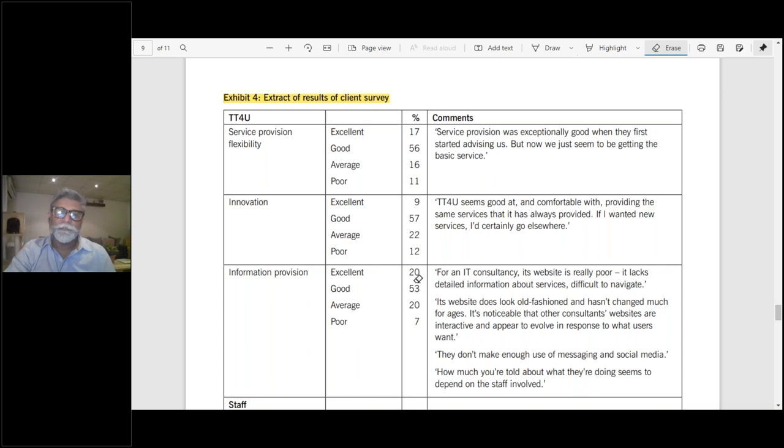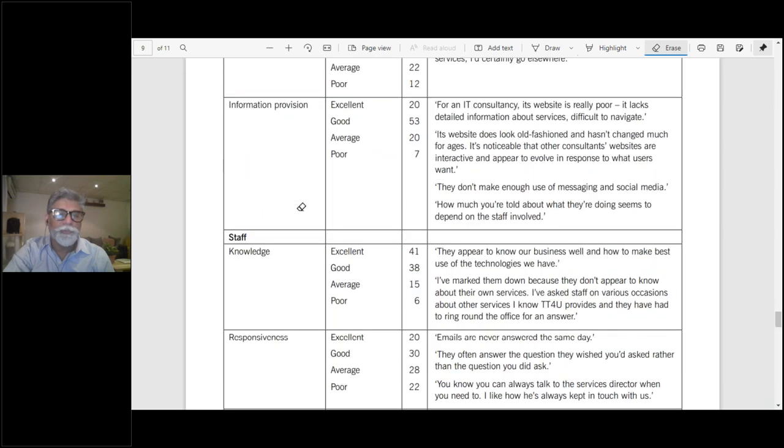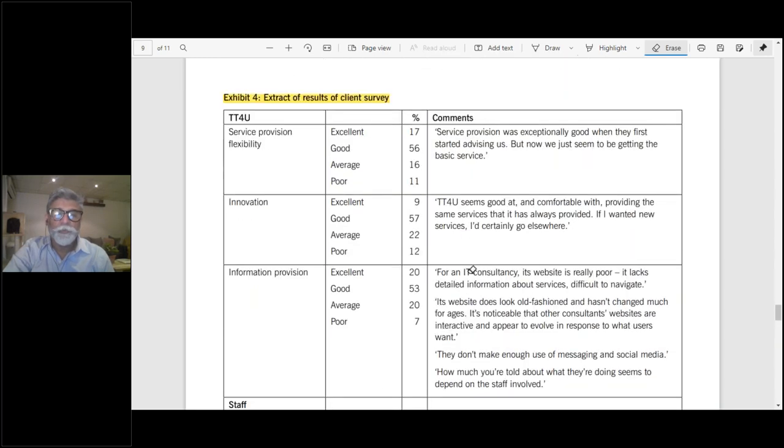Do you know what a client survey is? That, you know, we do a survey of our clients. And are you able to understand this? Service provision, flexibility, excellent, good, average, poor. These are the percentages and these are the comments. Innovation, these are the percentages and comments. So there are 3 about TT for you, and then about staffing, knowledge, responsiveness, proactiveness. So 6 criteria. So in TT for you, these 3 criteria, which one is the poorest?